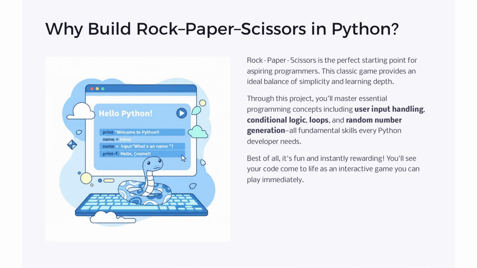Building Rock, Paper, Scissors in Python is ideal for beginners. It balances simplicity with depth, teaching user input handling, conditional logic, loops, and random number generation. These are essential skills for any Python developer. Plus, it's engaging and rewarding, allowing you to see your code transform into an interactive game.